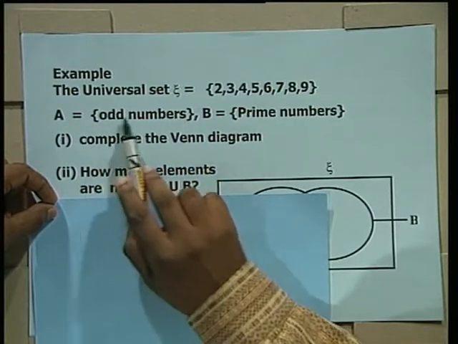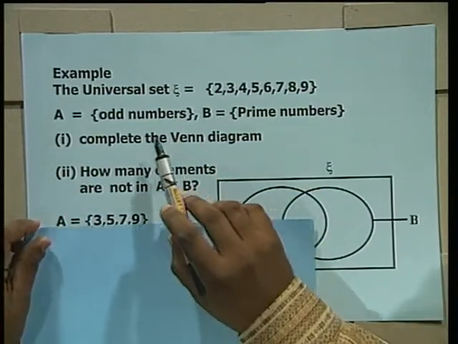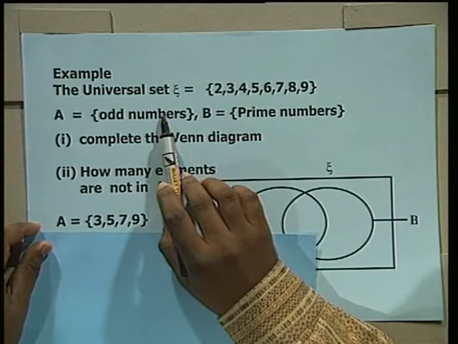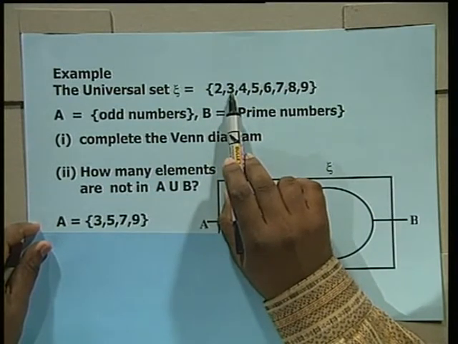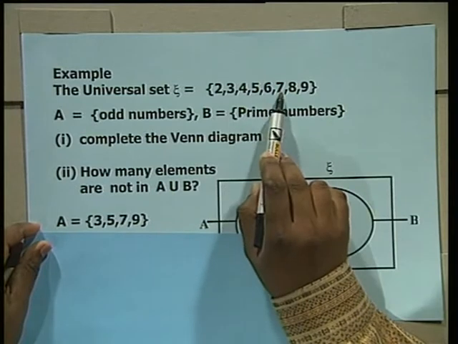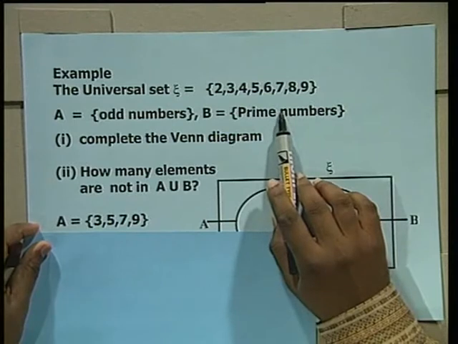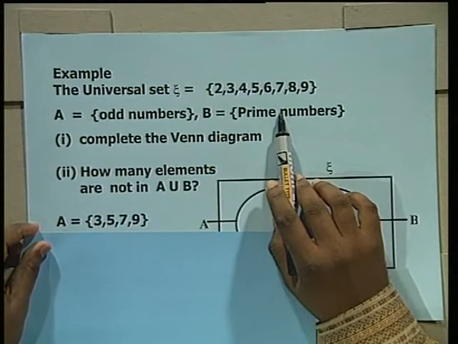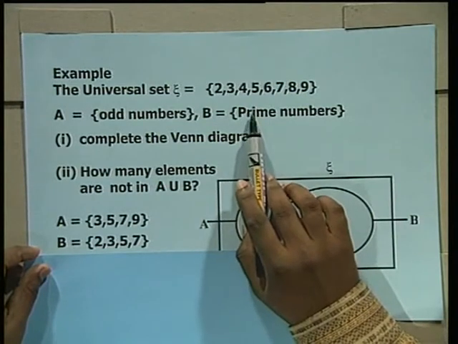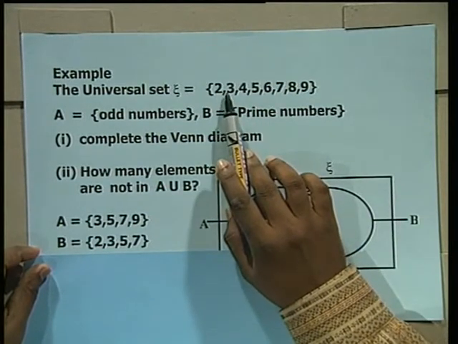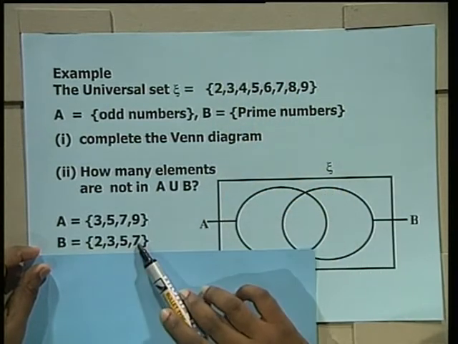Now, the first thing to do is to change this representation. That is, to write the elements within the set A. So, A consists of odd numbers taken from the universal set. Therefore, we are going to take 3, 5, 7, and 9. Similarly, we are going to change this representation of the set in the following. That is, B consists of prime numbers taken from the universal set. So 2, 3, 5, and 7.